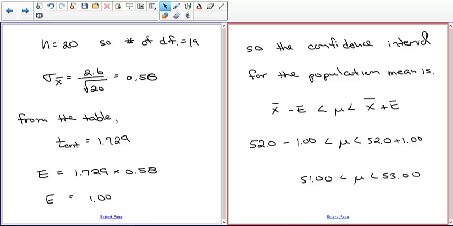So next time we'll look into this in a little more detail, and I will give you the assignment for this, finding the confidence interval.